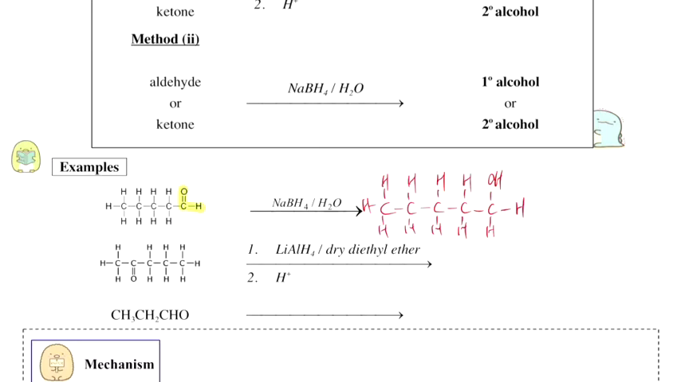And for the second example, we have a ketone. Again, we highlight the carbonyl group. For this example, the reagent we use here is lithium aluminium hydride, and the solvent is dry diethyl ether. After 2 steps, we should get an alcohol. The alcohol again would turn the double bond O to OH, and the rest of the carbon chain stays the same. And remember to fill in the rest of the hydrogen.